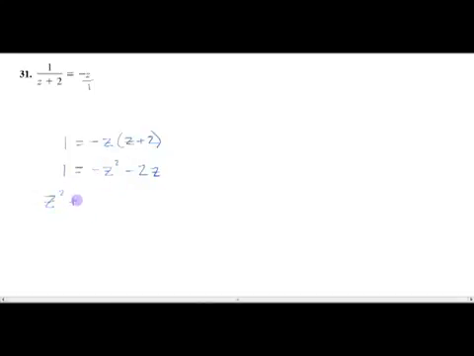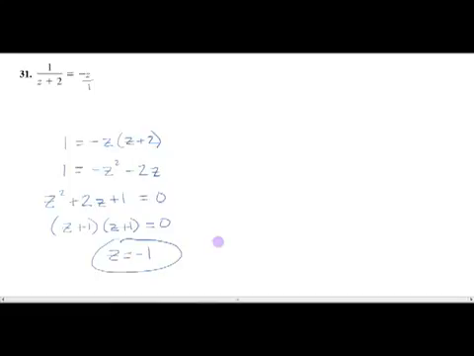z squared plus 2z plus 1 equals 0. Now we factor. z plus 1 squared equals 0. Of course, both of those factors are the same, so we have just one answer, z equals negative 1. Now checking, if we would put a negative 1 in for z, it does not make this fraction undefined. And over here, the z is in the numerator. We're still okay over there. So z equals negative 1 is our solution.